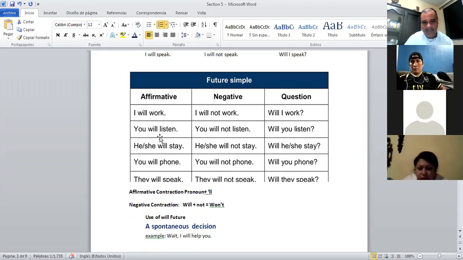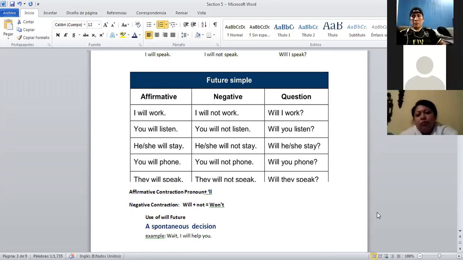Now, you will listen. Contraction, you'll listen. You'll, like L, you'll. Now, negative, you will not listen. Contraction, you won't listen. Question, will you listen? Okay, now let's continue. He will stay, he'll stay. She will stay. Contraction, she'll stay. Now, he will not stay. He won't stay. She won't, she will not stay. She won't stay. And the question, will he or will she stay?